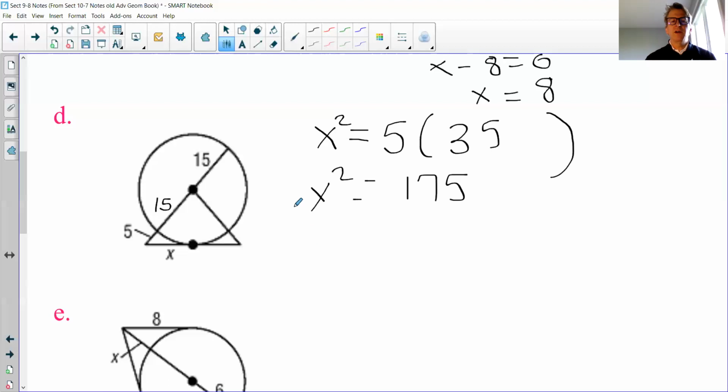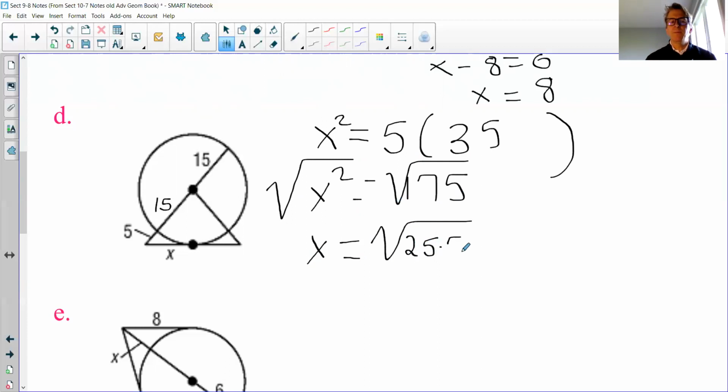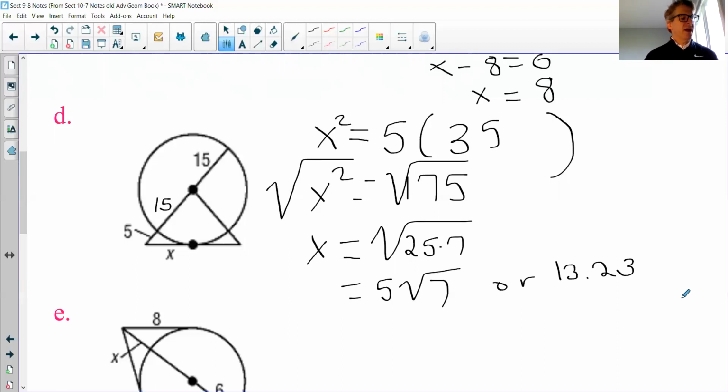Now, if we take the square root of both sides, you end up with x is equal to the square root of 175. Okay, so 175 is the square root of 25 times 7, and that is equal then to 5 times the square root of 7, or 13.23. And the last one, section 9.8. By the way, this is the last section of this chapter, so that means that we'll have our quiz on this chapter next week.